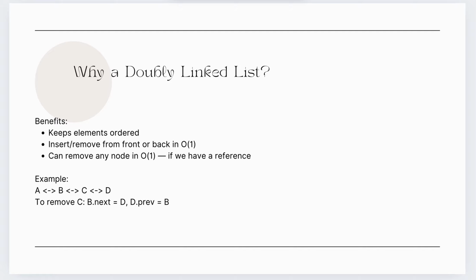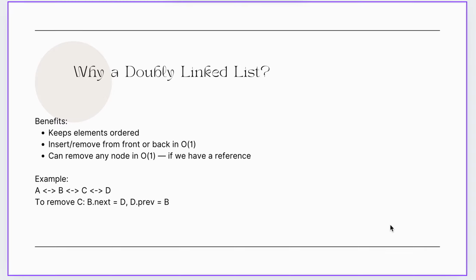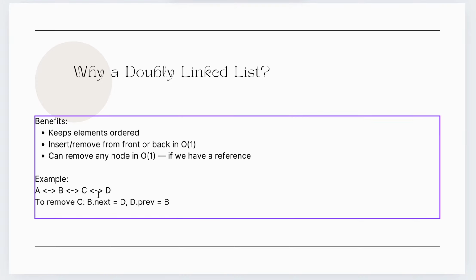A doubly linked list allows fast insertions and deletions anywhere in the list. Example, let's say we have nodes A to B to C to D bidirectional, and if we want to remove C, we can simply update B and D's pointers. This happens in O of 1 time. This is exactly what we need for our move to back operation when a key is used.